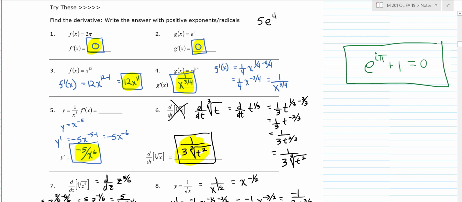Okay, the rest of these I think are radicals. I made a mistake on this. This really should be d/dt of the cube root of t, or I could have written it as d/dx of the cube root of x. So if you have the same answer I have with an exponent, that's okay.